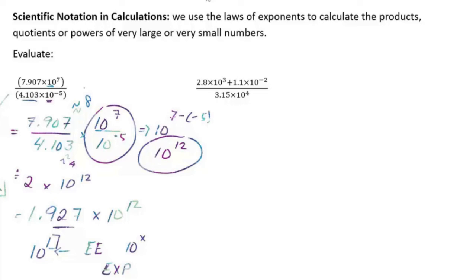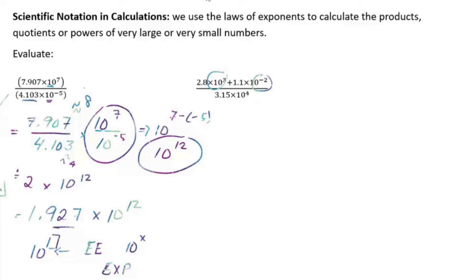Let's look at the second question. 2.8 times 10 to the power of 3, so a large number in the order of 1,000, plus 1.1 times 10 to the negative 2, so plus a really small number. So a really large number and a really small number added together isn't going to change the value of that large number very much. It's particularly not when I'm only using 2 significant figures.